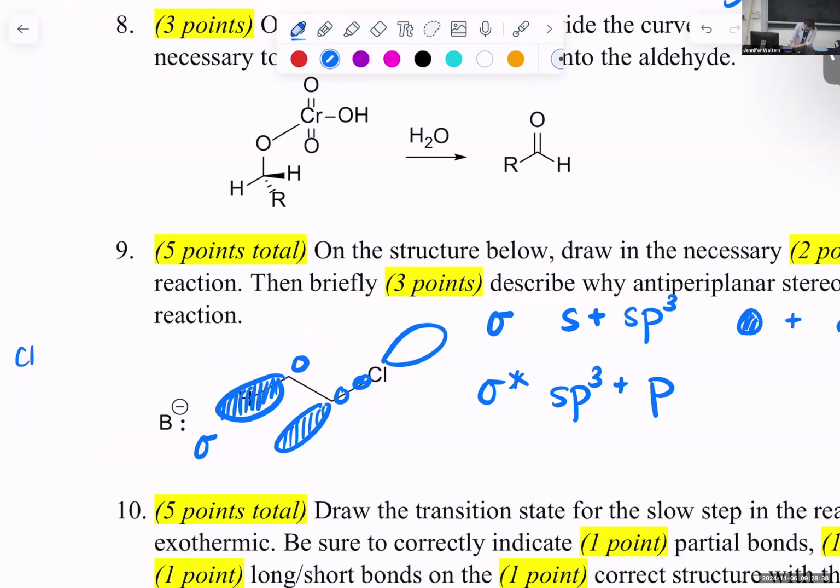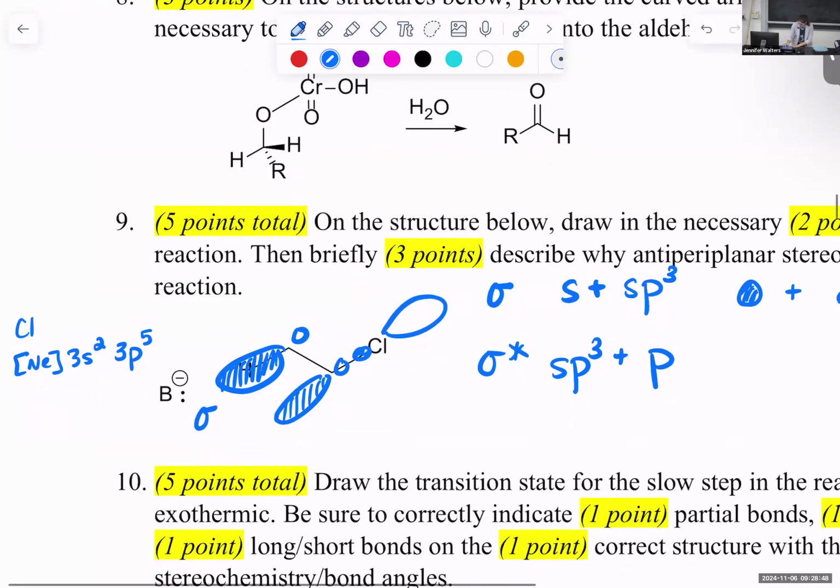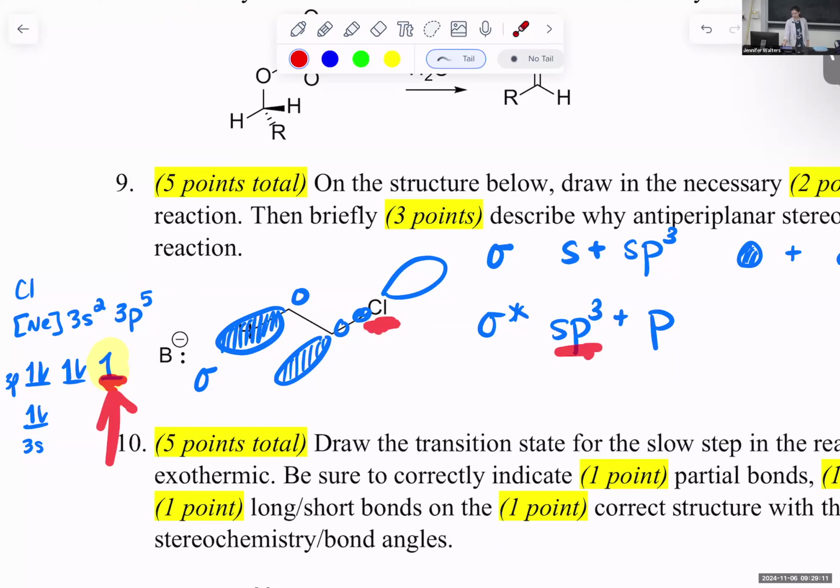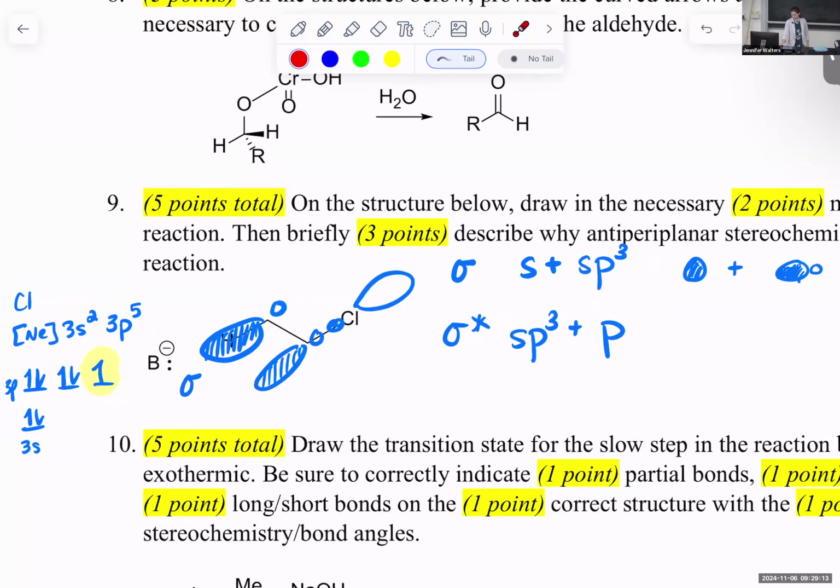chlorine has neon, and then, where's chlorine again? 3s2, 3p5. So when I look at that, here's my s, there's my p's. You fill singly, and then you pair. The p orbital is where I see the unpaired electron. So that's where I'm making the bond. I'm going to use that p orbital of the chlorine with the hybridized orbital of my carbon.